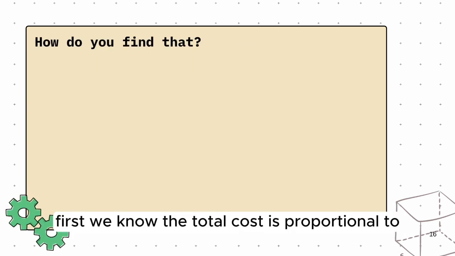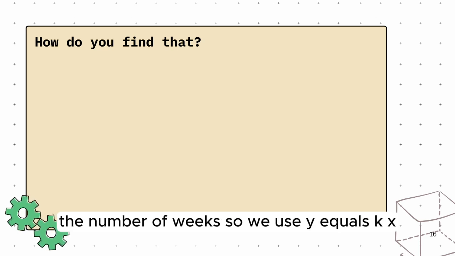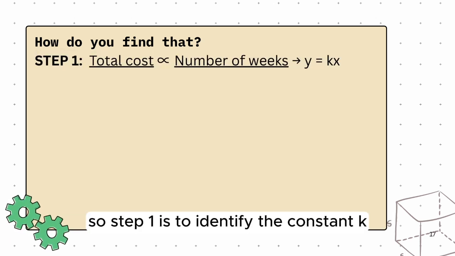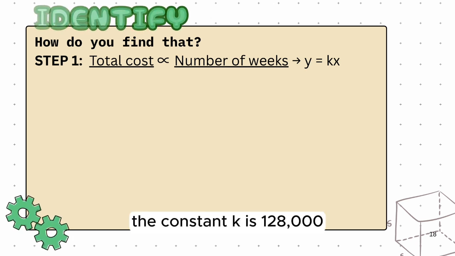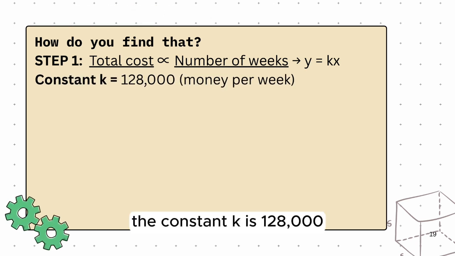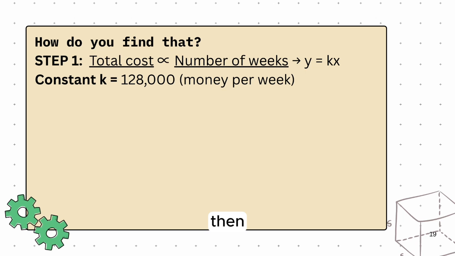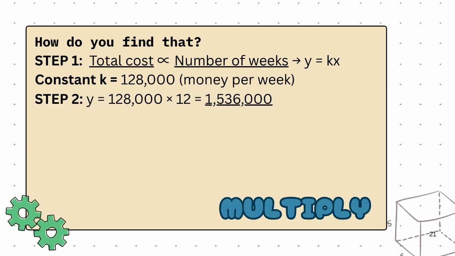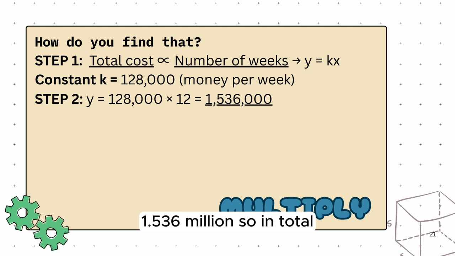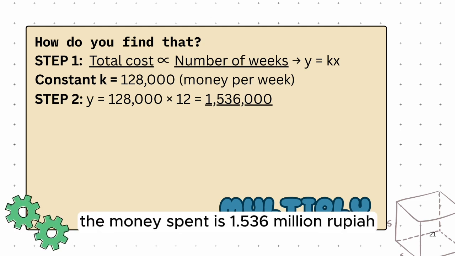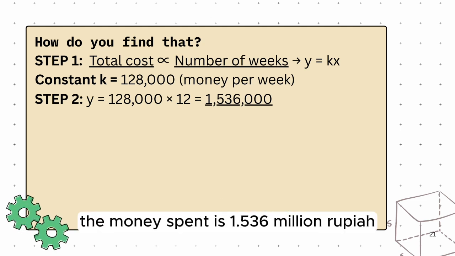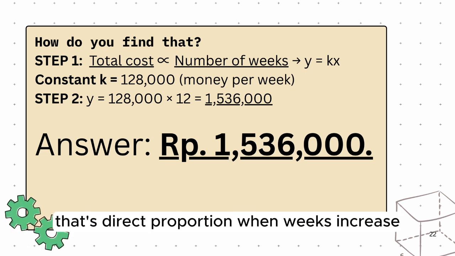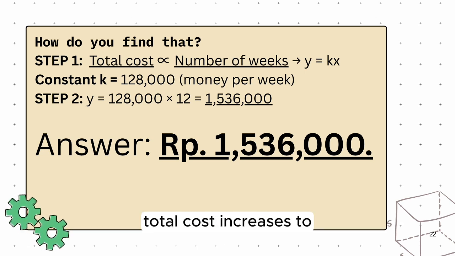First, we know the total cost is proportional to the number of weeks. So we use y equals kx. So step 1 is to identify the constant k. The constant k is 128,000. Then you multiply 128,000 with 12 to get the final answer, 1,536,000. So in total, the money spent is 1,536,000 rupiah. That's direct proportion. When weeks increase, total cost increases too.